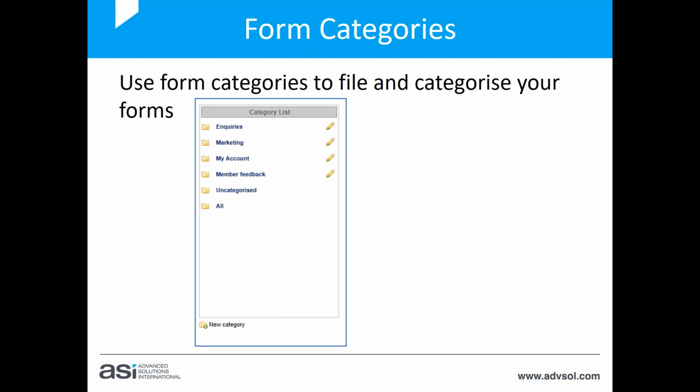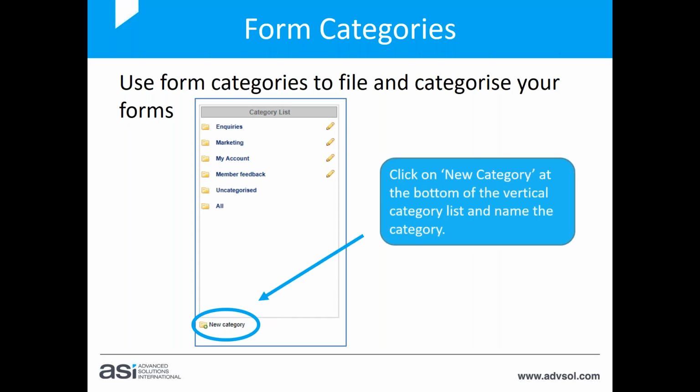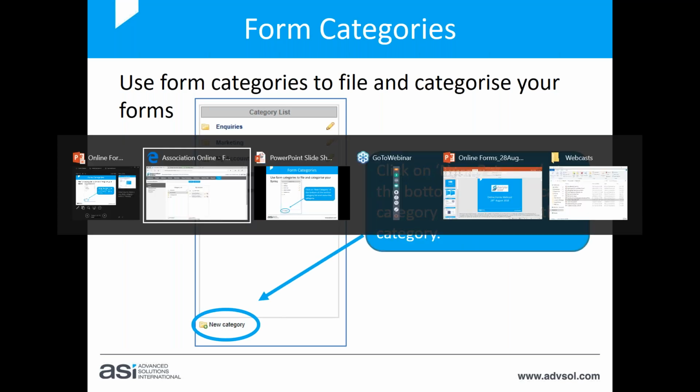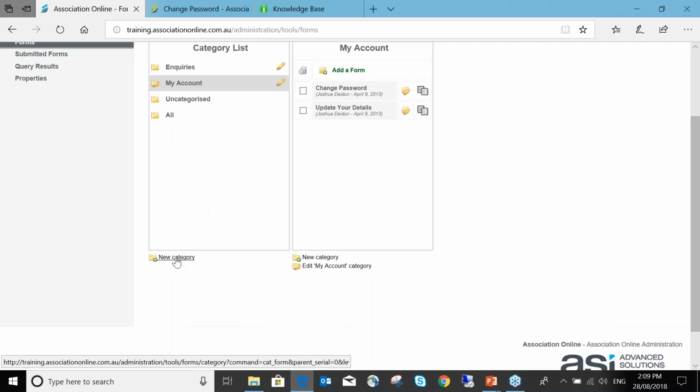To build and edit our forms, we can use form categories. So we can file and categorize our forms into specific labels. You don't need to have lots and lots of categories if you only have one or two forms. You may only want one category, but you need to have at least one category to have a form sitting in it. We can create new categories by clicking on the new category link at the bottom. All we need to do is name it and save it basically. So at the bottom of the category list, I'll click on new category.